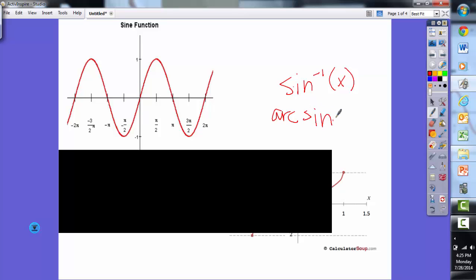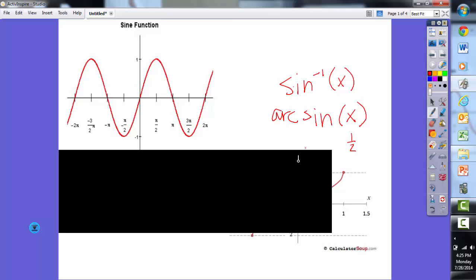That means when you're talking about the arc sine of something, you're saying the angle whose sine is. So you might be asked to evaluate the arc sine of 1/2, in which case you would say 30 degrees or pi over 6 in the first quadrant, because the angle whose sine is 1/2 is 30 degrees or pi over 6.